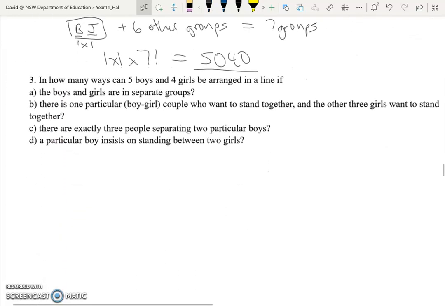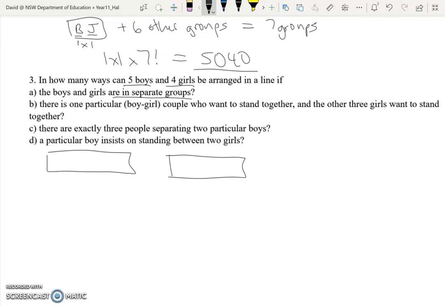Alright, next one. These examples are good. If you understand these, that'll really help your grouping. In how many ways can 5 boys and 4 girls be arranged in a line if the boys and the girls are in separate groups? So boys next to boys and girls separate. So there's 2 separate groups, boys and girls. It doesn't say which group is first, so we can switch them. So I've got 1, 2, 3, 4, 5 there, and 1, 2, 3, 4 there.